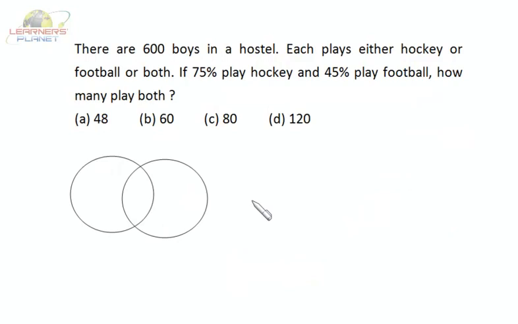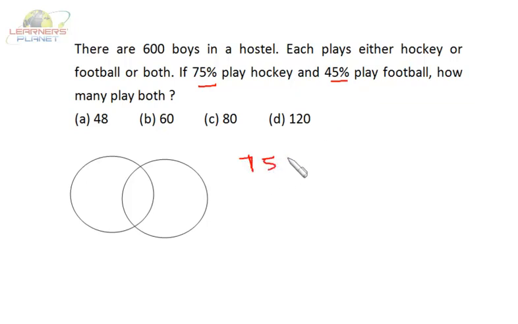Now friends, let's see this question. There are 600 boys in a hostel. Each plays either hockey or football or both. If 75% play hockey and 45% play football, how many play both? 75% play hockey, 45% play football. That means we are exceeding 100%. How much are we exceeding?